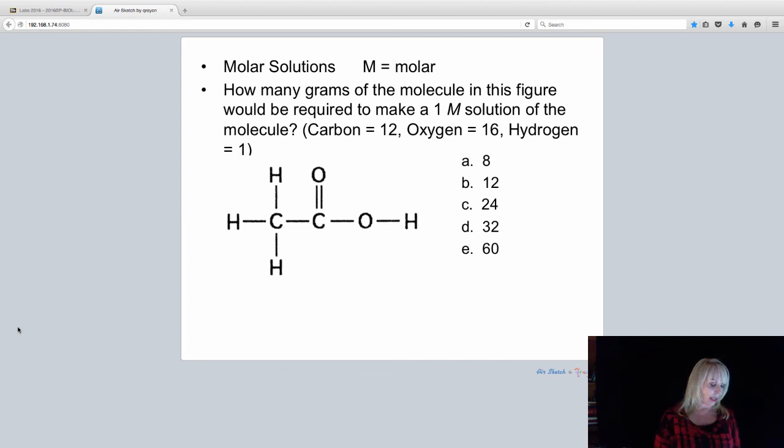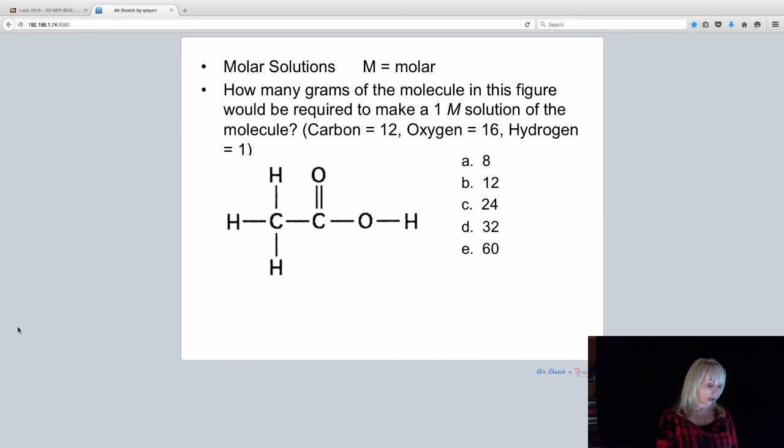All right, now how many grams of the molecule in this figure would be required to make a 1 molar solution of a molecule? So how many grams? It's asking you for a weight. So this is a 1 molar solution of CHO. How many grams of a molecule in this figure? Okay, so you would have to find the molecular weight of each one. You would need a periodic table. We gave you all of those weights.